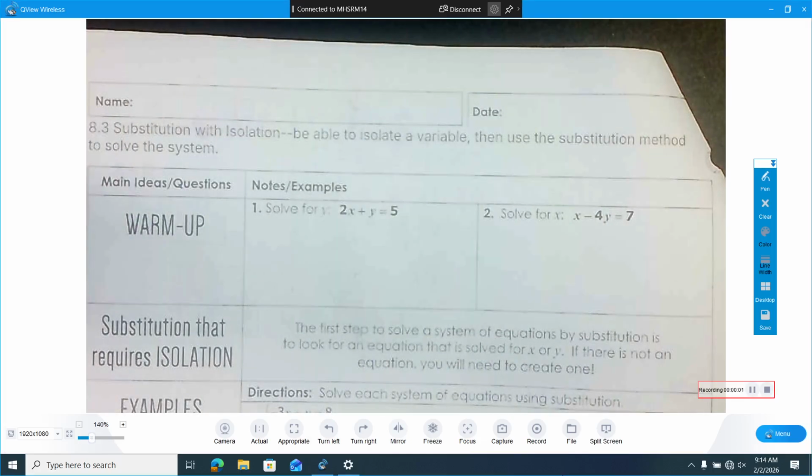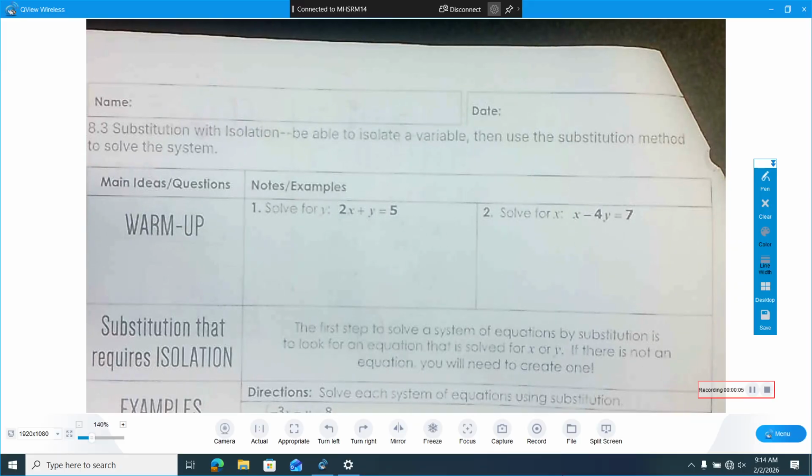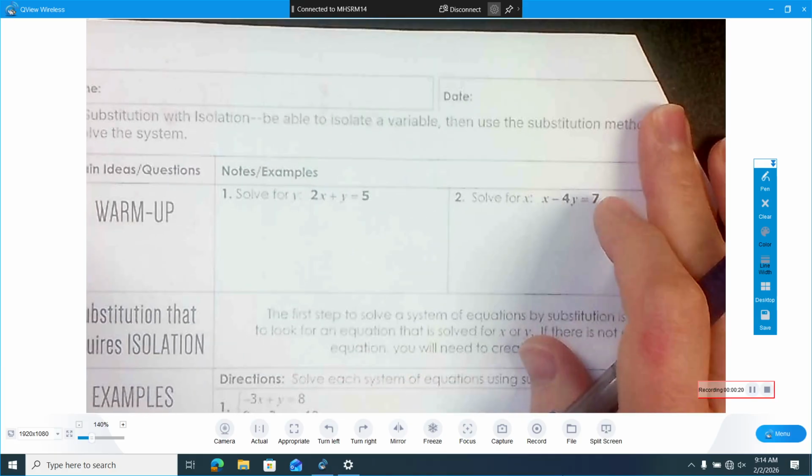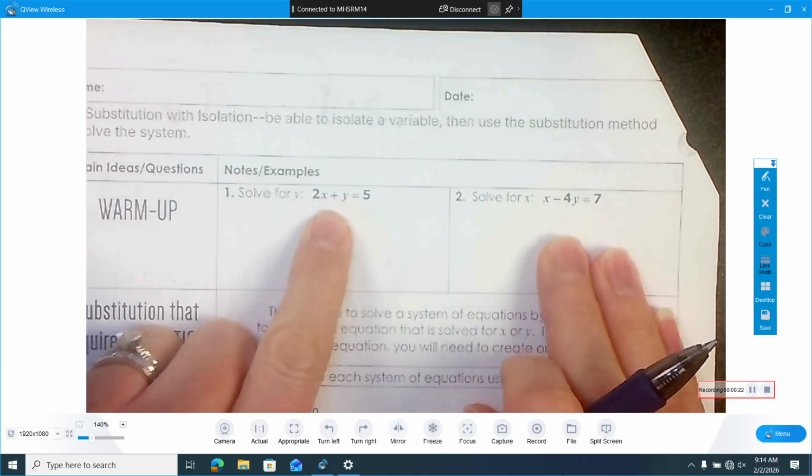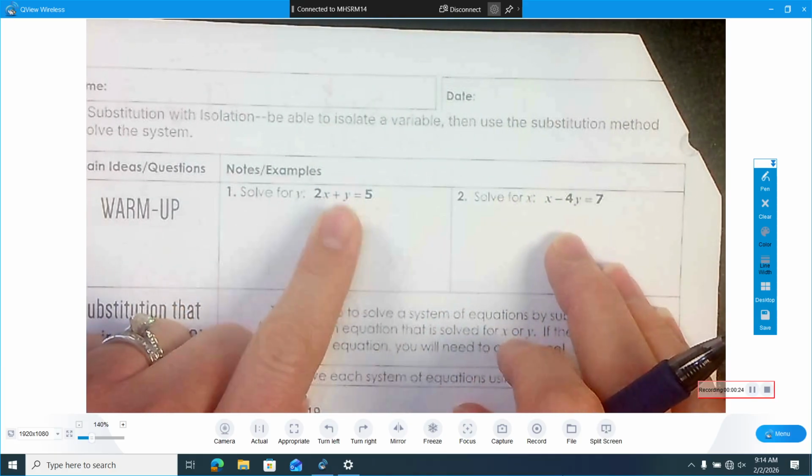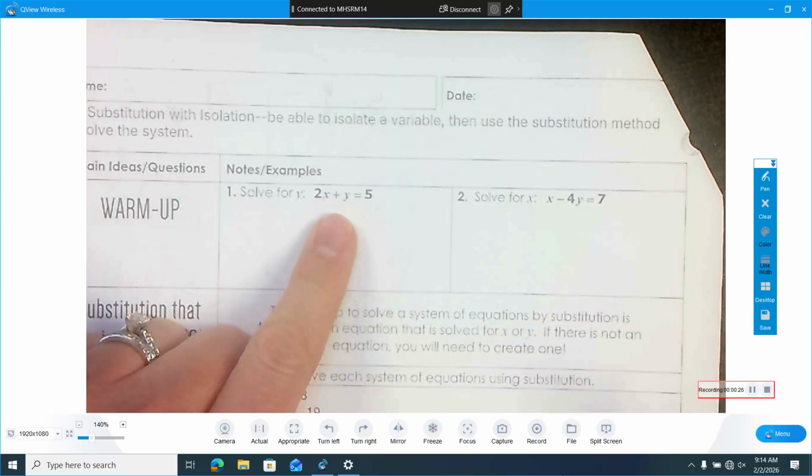We are doing more substitution today. And that more substitution basically has just one more step to do. So it's really going to be mostly the same thing that we've been doing, but we just have one more little step. And that is that we might not have an easy variable. So we have to create an easy variable.